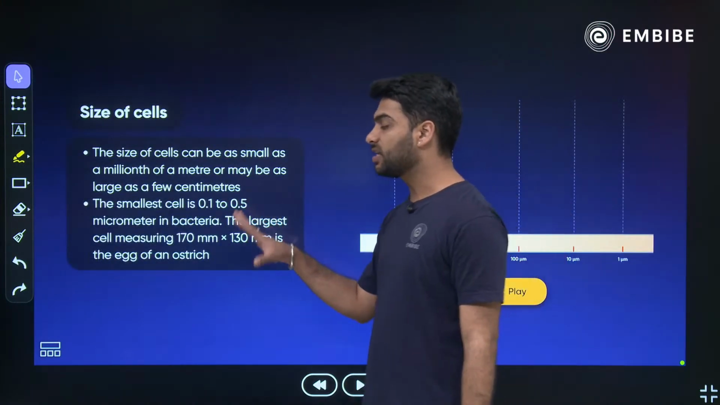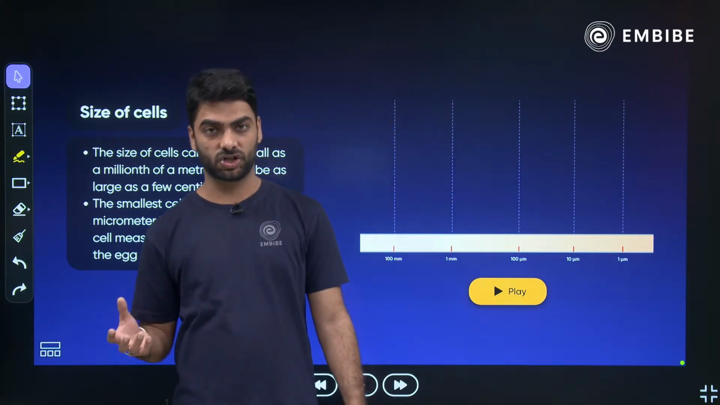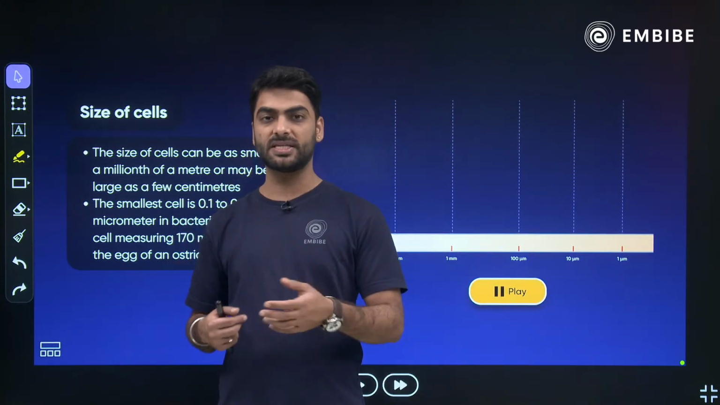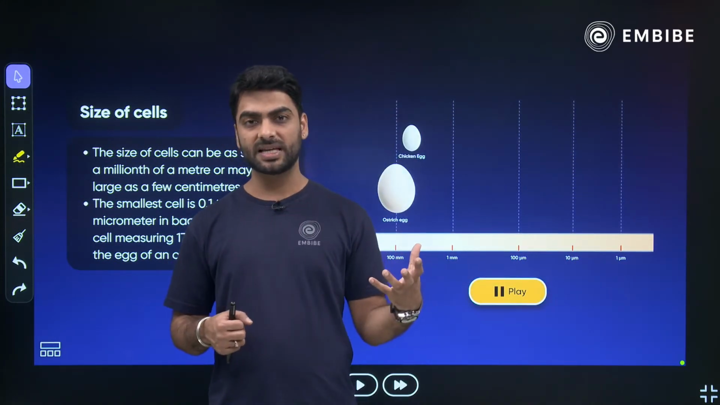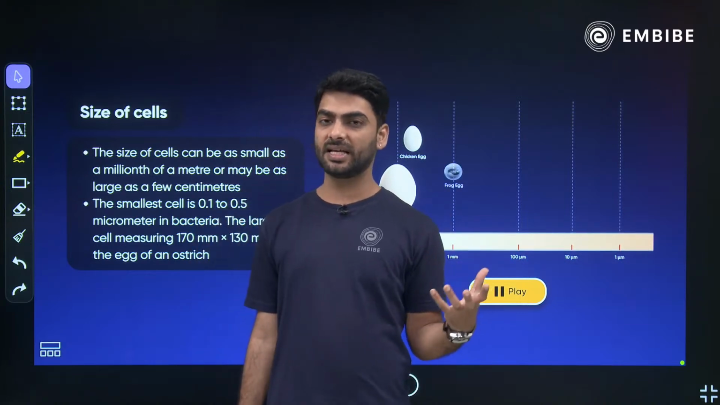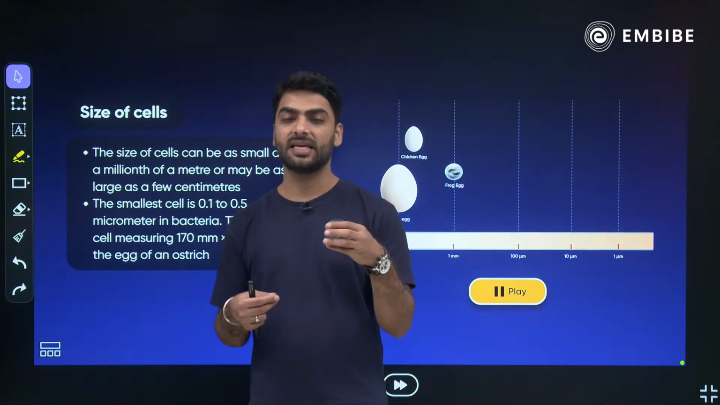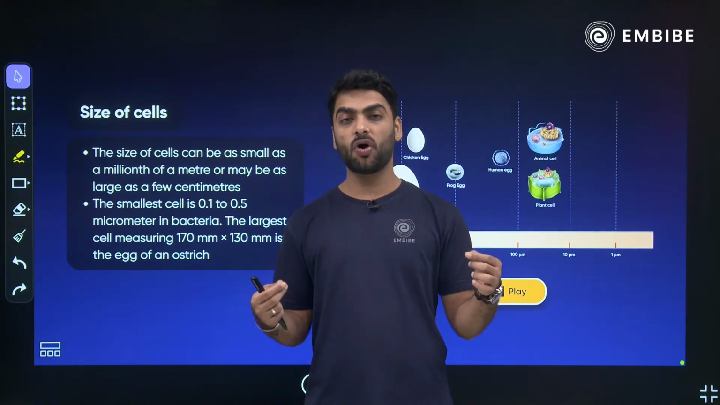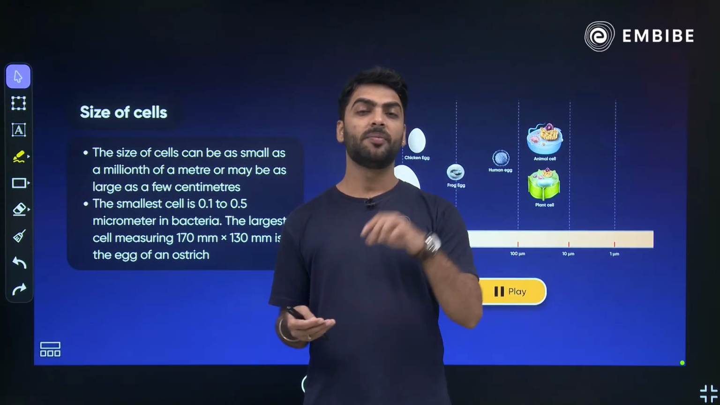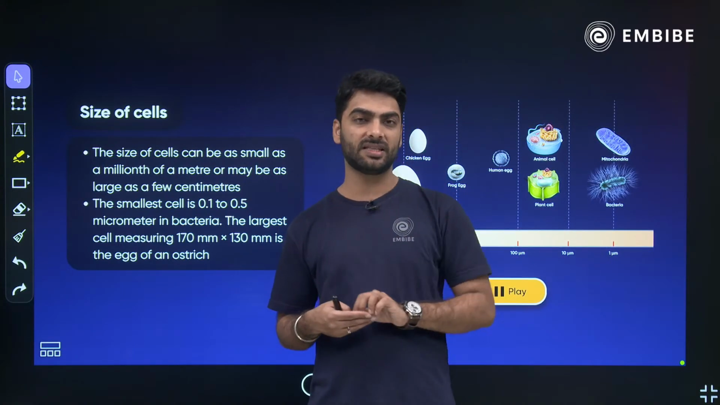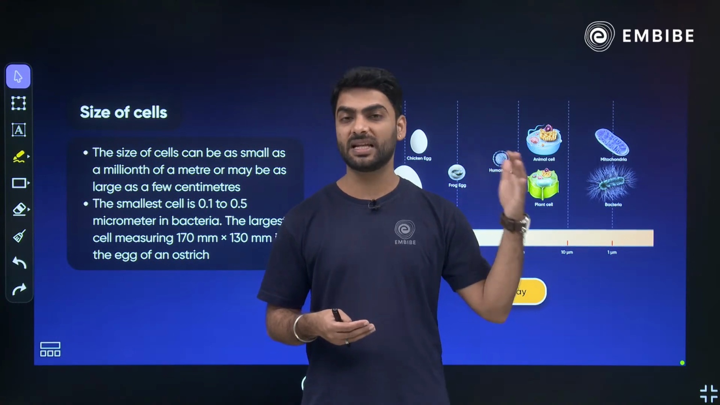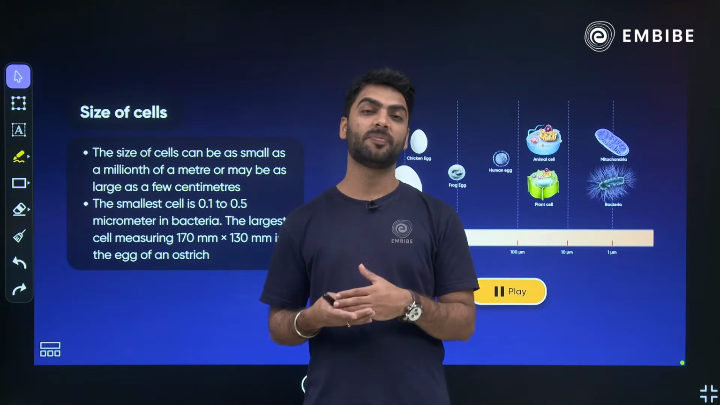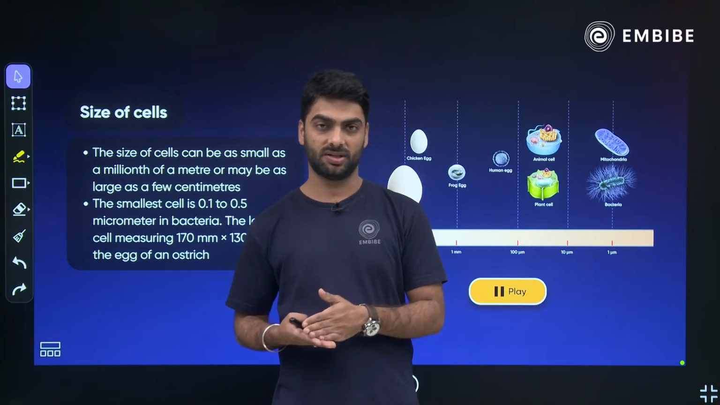Then the size of the cell depends on its location and function. Some cells are very, very small in size, like the bacteria, they are the smallest cell. Then some cells are very, very big in size, like the ostrich egg, it is a single cell which is largest in size. Then some cells are very, very long, that if you talk about human body, neuron is the longest cell of the human body. Male sperm is the smallest cell in the human body, and female ovum is the largest cell in the human body. So the size and the shape of the cell depends on its function and location. Okay?